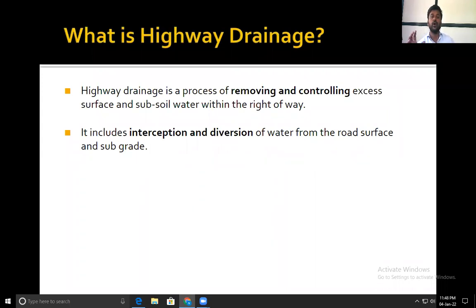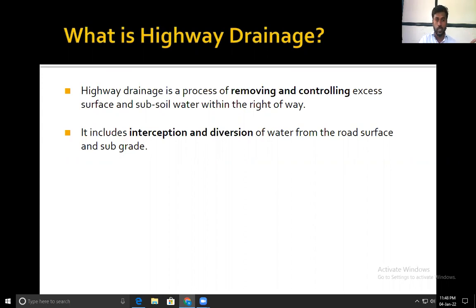Whatever drains we are providing collect the water from the road surface as well as the water from the subgrade, subsurface. Because in the last chapter, we have seen we have also provided the drainage system in the subbase layer as well. We have to provide the drainage system into the subbase layer also. We also call it the drainage layer. That water also should be drained out into the drainage.